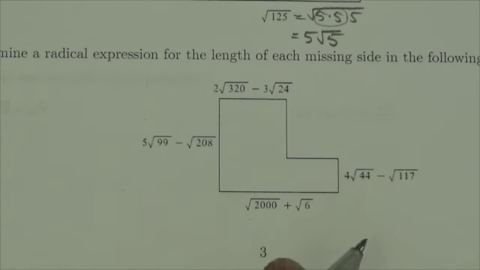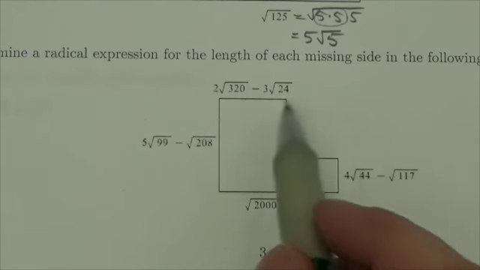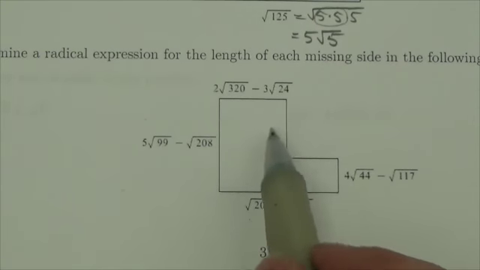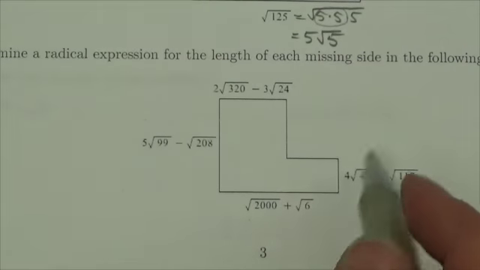Hi everybody, this is the Math 20-1 Radicals and Absolute Values review. This is question 10. We're going to determine a radical expression for the length of each missing side in the following diagram. Okay, so we're looking for this side and for this one right here. The assumption being that all of these are right angles.